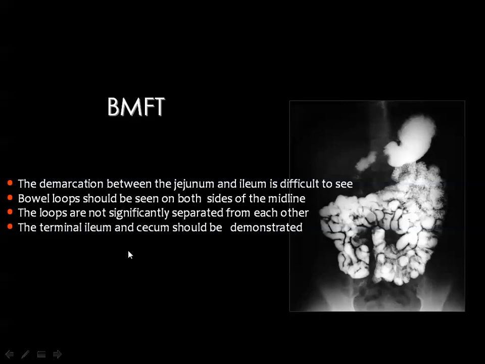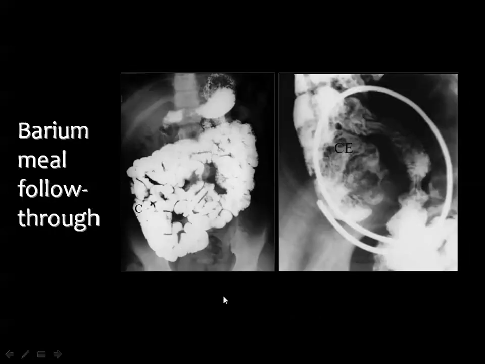Then this is a very important issue in the examination, that is, the terminal ileum and cecum should be demonstrated in the exam, because many of the abnormalities are located in this particular area. So we do not consider the barium meal follow-through examination complete unless we can show clearly the region of the terminal ileum as well as the cecum.